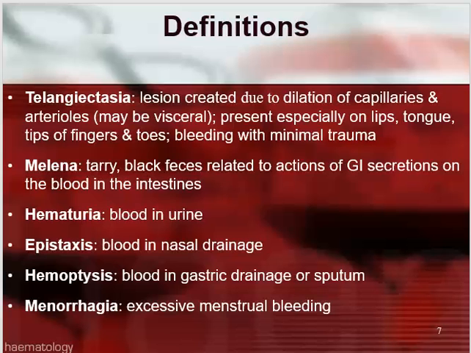Menorrhagia is excessive menstrual bleeding. So basically, it's like a hemorrhage, except menstrual. Rhea means excessive flow. So seborrhea is an excessive flow of sebum on the skin. Hemorrhage is an excessive flow of blood. Menorrhea, excessive flow. Diarrhea, an excessive flow of that which you part with, that passes through you, i.e., poop.